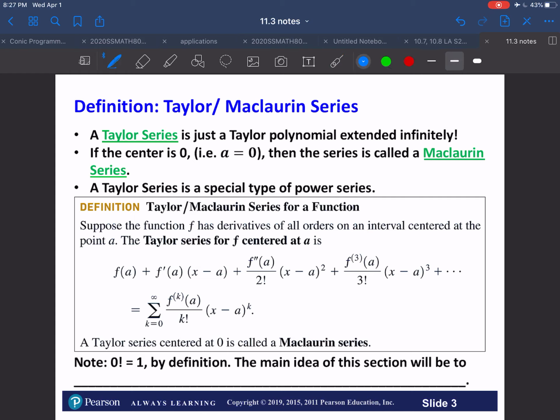The main idea behind this section is ultimately going to be finding Taylor series for various functions. And so I'm going to give you functions and then ask you guys to find the Taylor series for them. So let's give it a shot.